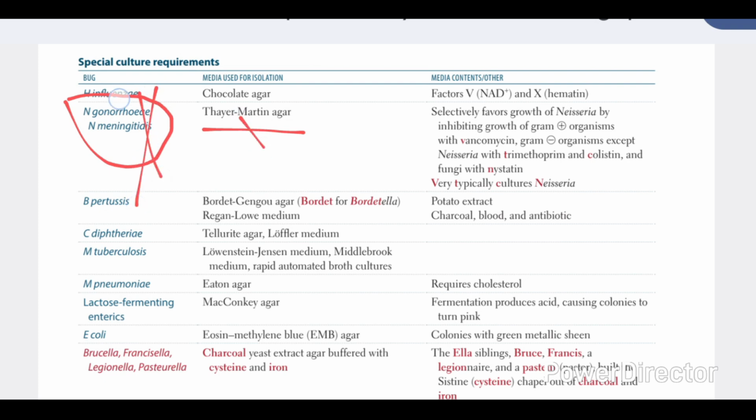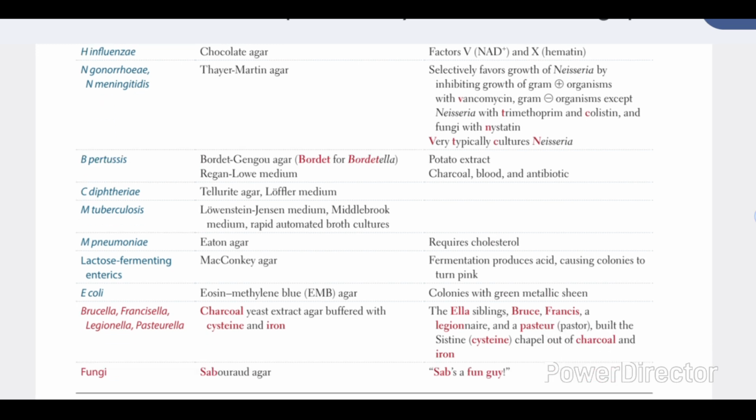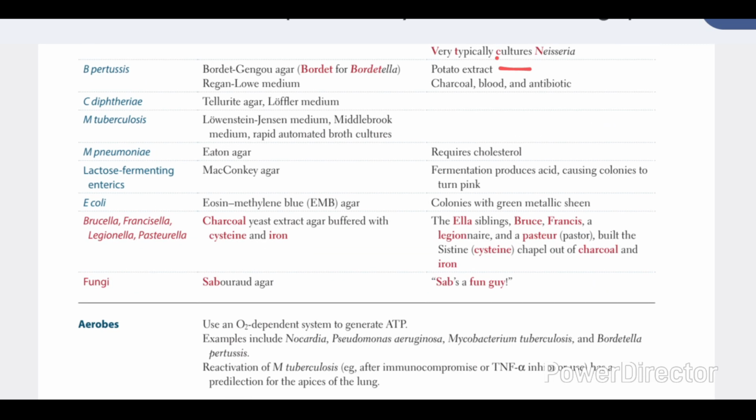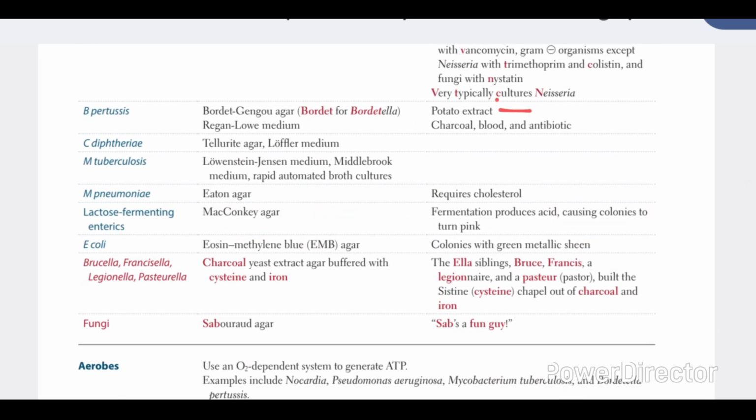Then we have Bordetella pertussis. Bordetella pertussis is an organism that grows on specialized charcoal agar. Basically the agar name is Bordet-Gengou agar. It is basically made up of potato extract. Bordetella pertussis is another important pathogenic organism in the young population and young children, which causes whooping cough, and about its detail we will study in our future section.